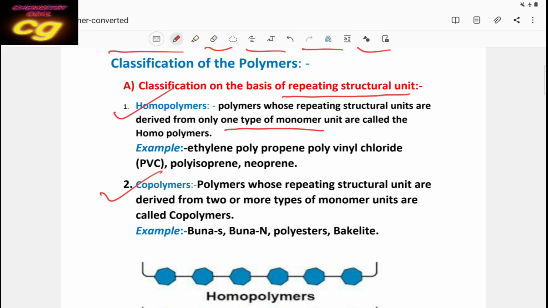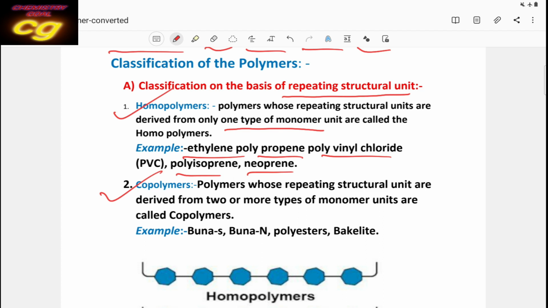What are the examples of homopolymer? These are polythene, polypropylene, PVC, that is polyvinyl chloride, and polyisoprene, neoprene. These structures we will discuss in the next videos. So try to remember the names. In the classification, these are the homopolymers.